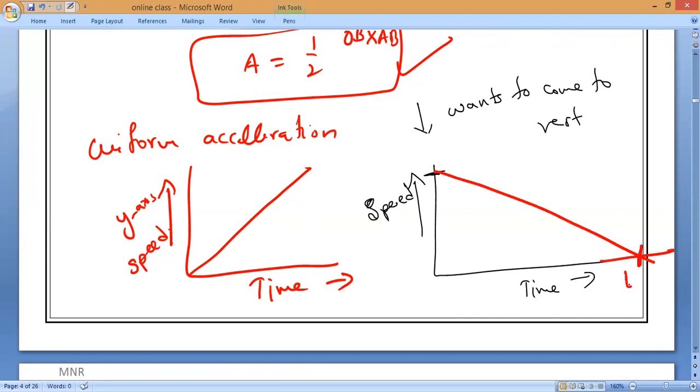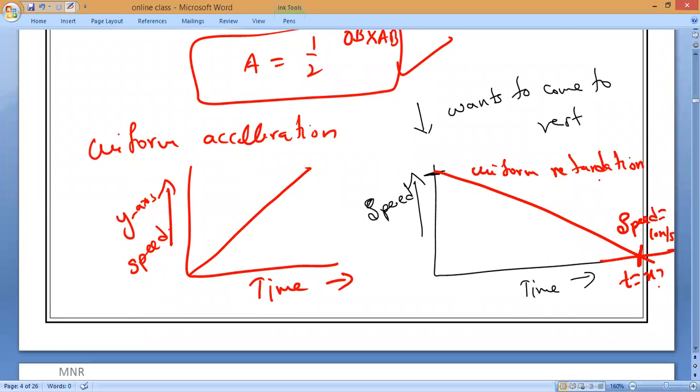After some time, t is equal to, for example, some x seconds. Then what is the speed of the body? The speed of the body is equal to 0 meters per second. So this phenomenon is what we call, guys, uniform retardation. What do we call it, Tanishka? Prem? Uniform retardation.